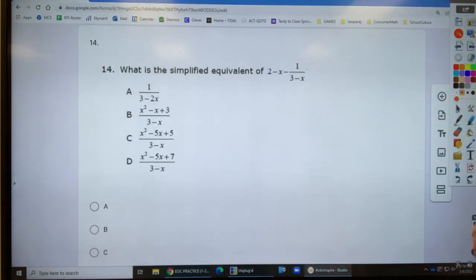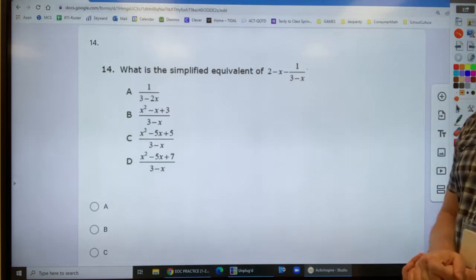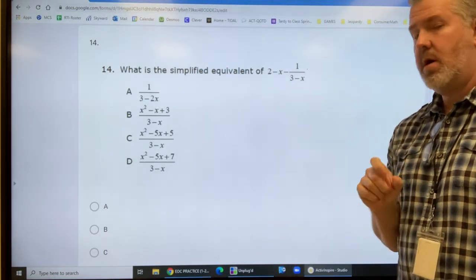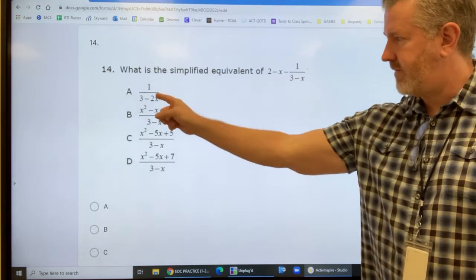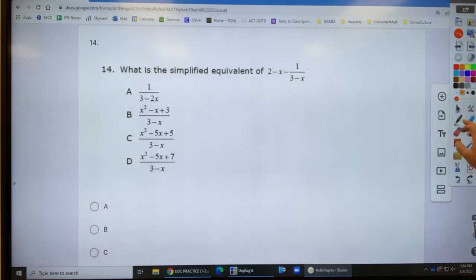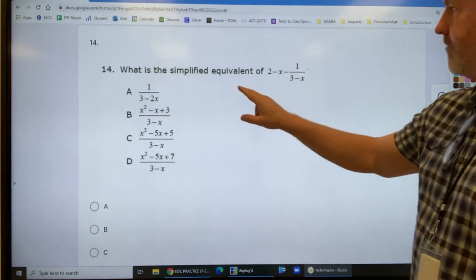So, number 14, simplified equivalent of that mess. The 5 trick will work. You plug in 5 here and there. Be very careful with your calculations. Plug in a 5 there, see which one is equal. But I'll work it out the hard way.